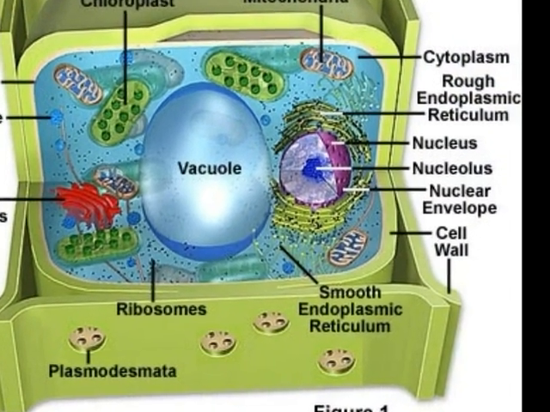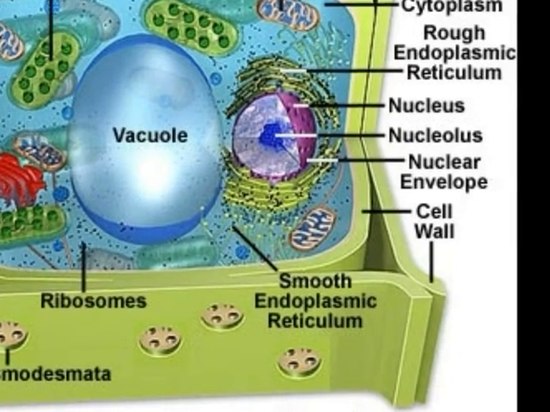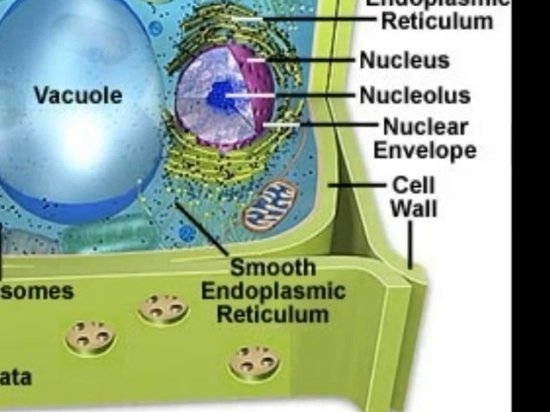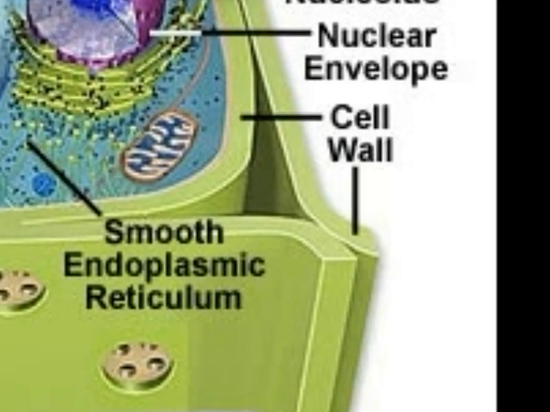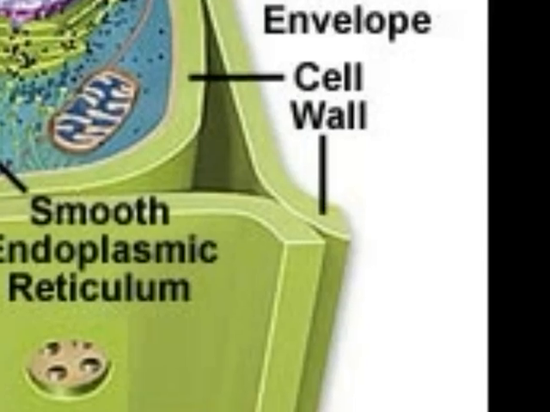Last of all, and the second plant exclusive organelle on our tour, is the cell wall. Cell walls are made of cellulose. Cellulose provides a protective frame to help the plant cell survive. Cell walls also help keep the plant cell's shape.